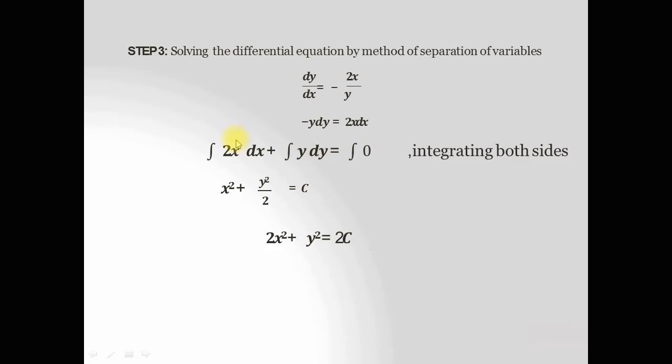So the integration of x is x square divided by 2, and the integration of y is y square divided by 2. Now multiplying both sides by 2, we can write the solution as 2x square plus y square is equal to 2c. This is the algebraic equation of the required orthogonal trajectories.